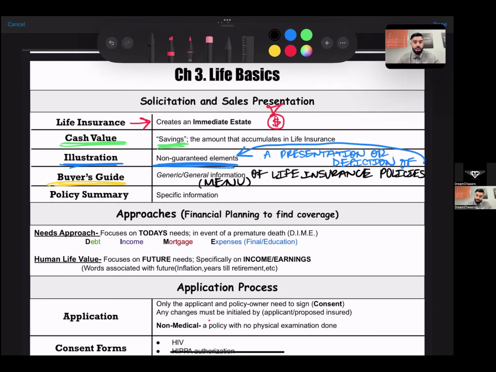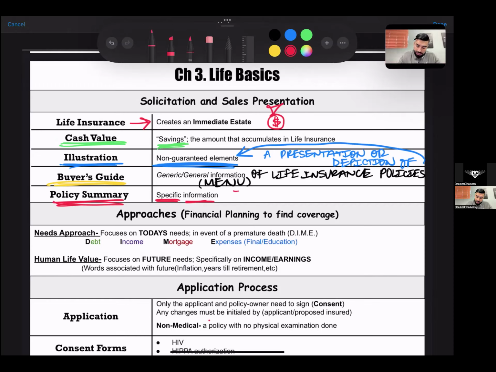Okay. Next is a policy summary. So a policy summary is going to give you specific information of that policy. Just think summary. If you're going to summarize a book, you're going to take the key points of that whole book and summarize it, right? Just put it into a paragraph or a page, and it's going to give you all the information that you need to know of that book. A policy summary is the same exact thing. It's going to give you specific information of what's in that policy.